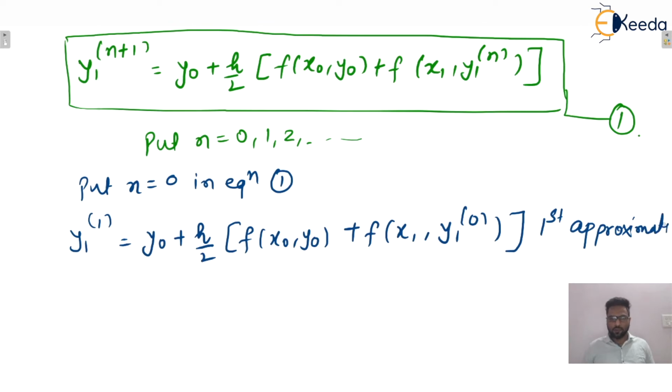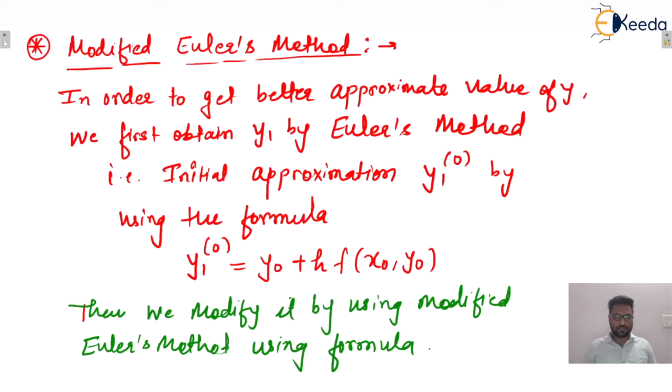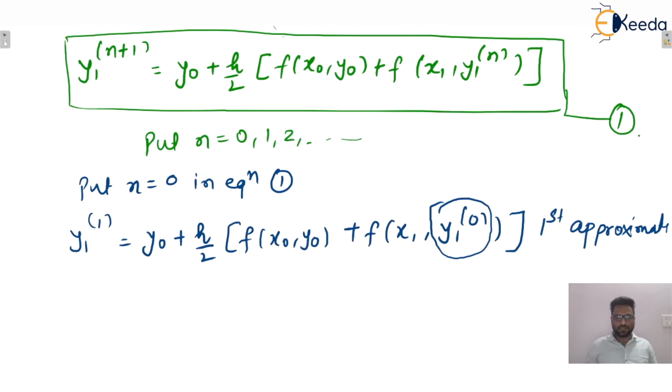So guys, remember here y1 superscript 0 is obtained with the help of standard Euler's method. In the previous slide you can see that from here we can obtain y1 superscript 0, the initial approximation, obtained with the standard Euler's method. Next we'll find the first approximation using the modified Euler's method, and here y1 superscript 0 is used. We substitute the value of y1 superscript 0, isn't it?